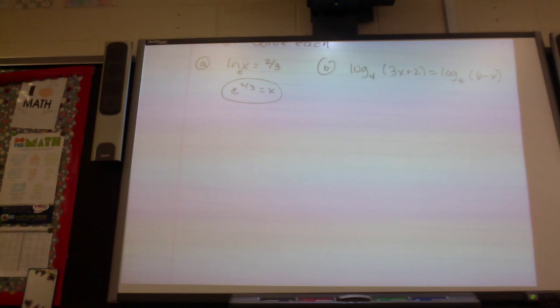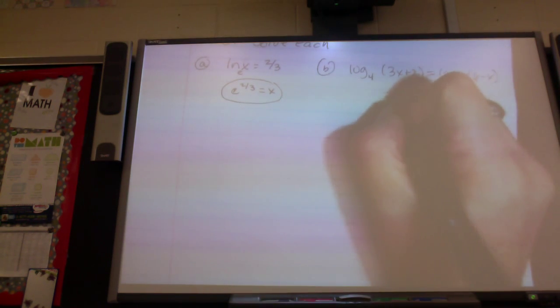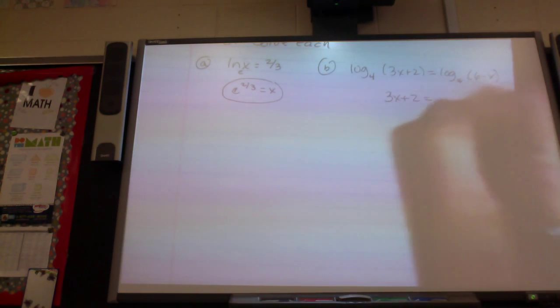Since the log base 4 is the same, you just take it. Log base 4 of something equals log base 4 of something else. So the something and something else are equal.